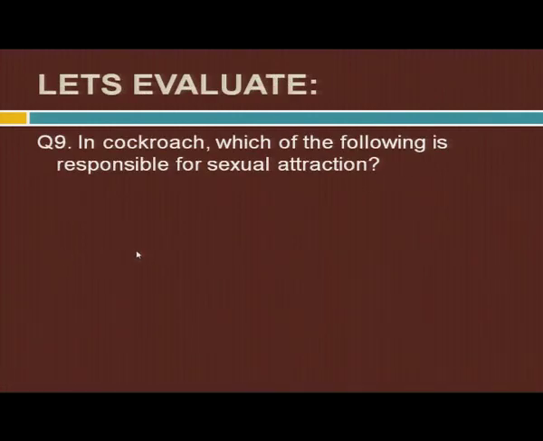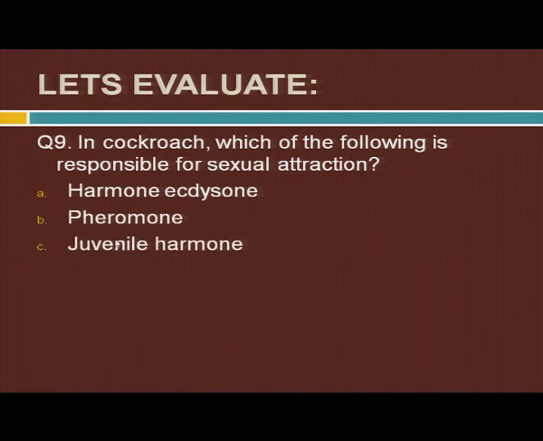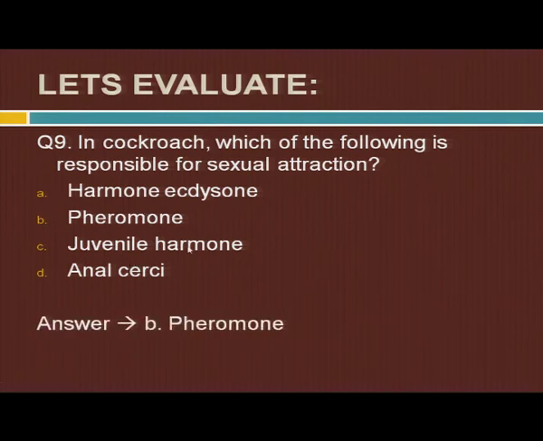Next question. In cockroach, which of the following is responsible for sexual attraction? A, hormone ecdysone; B, pheromones; C, juvenile hormone; D, anal cerci. We have learned that hormone ecdysone is responsible for molting, and pheromones are the chemical secretions released by certain organisms, especially insects, in order to attract mates. So, the correct answer will be pheromones. Pheromones are responsible for sexual attraction.